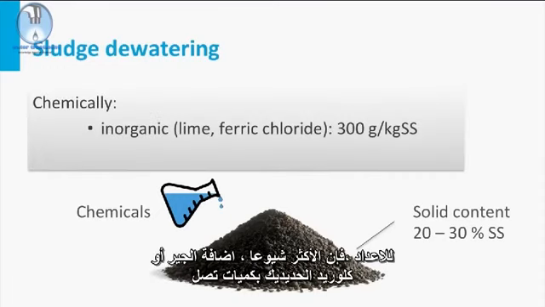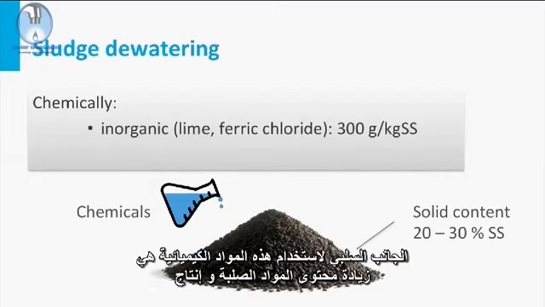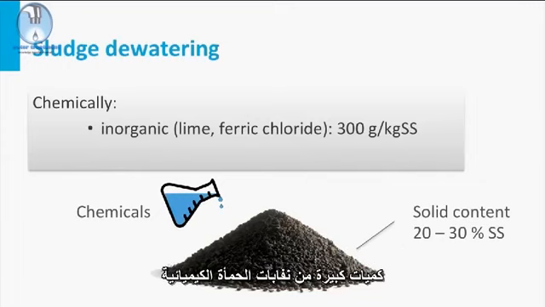For conditioning, most commonly lime and ferric chloride is applied in an amount up to 300 grams per kilogram of suspended solids. The downside of using these chemicals is the increase in solids content and the production of large amounts of chemical sludge.